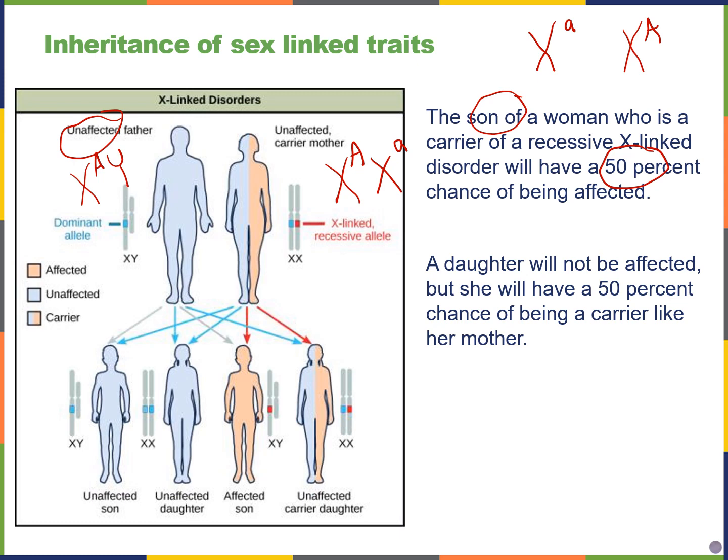Why is that the case? I know because sons will for sure get a Y from dad, and they have a half a chance of getting either X chromosome from mom. That's where the 50% comes from.